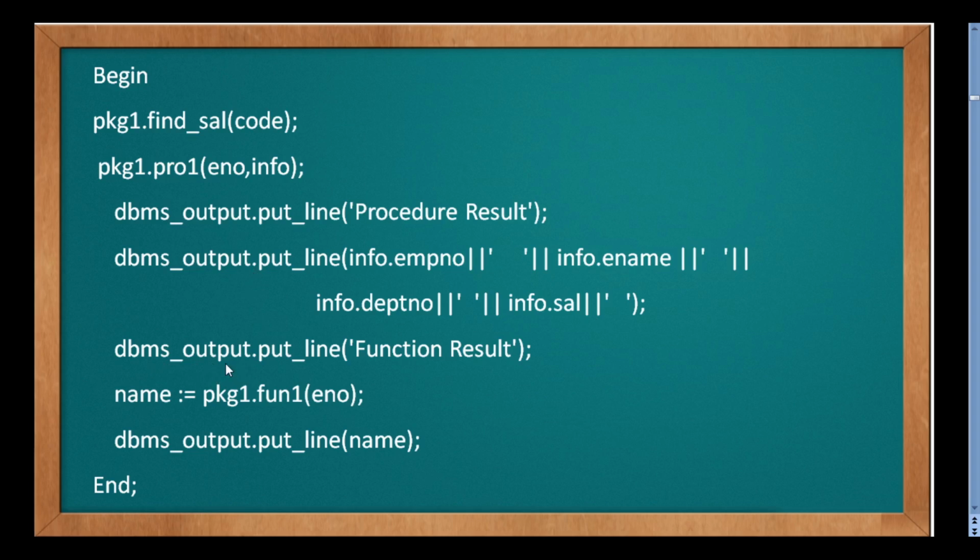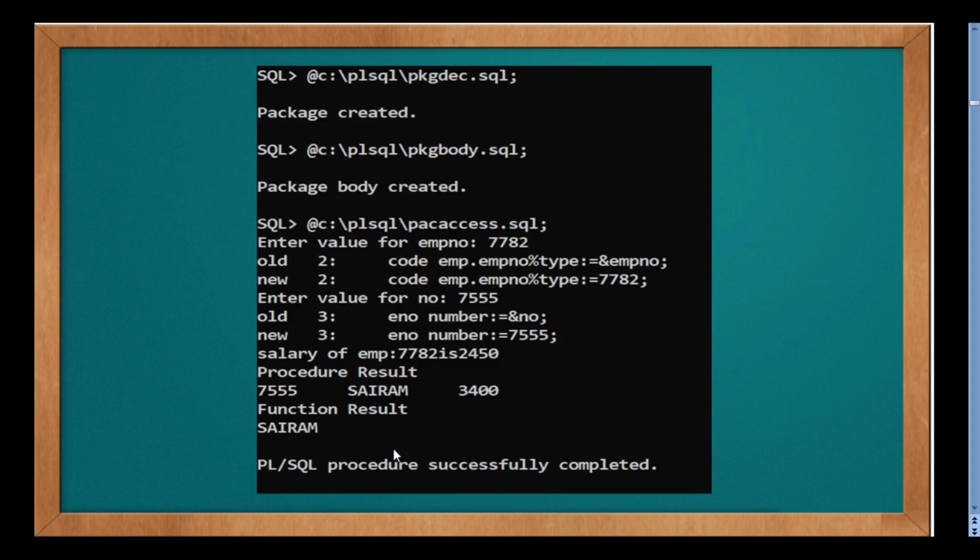Now DBMS_OUTPUT.PUT_LINE, function result name: pkg1.function1(e_number). So by taking the employee number, it gives out a name; it returns a name. That's why we write it like this, DBMS_OUTPUT.PUT_LINE(name). I want to display the name of the employee here. This is how we write the package accessing program. Just see this example, see this result.